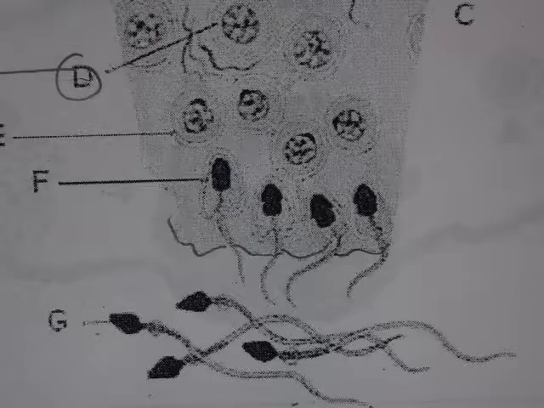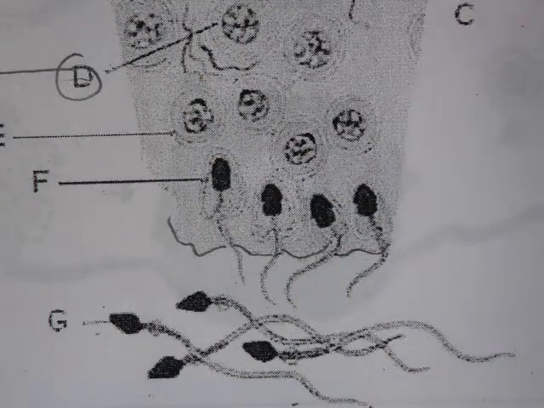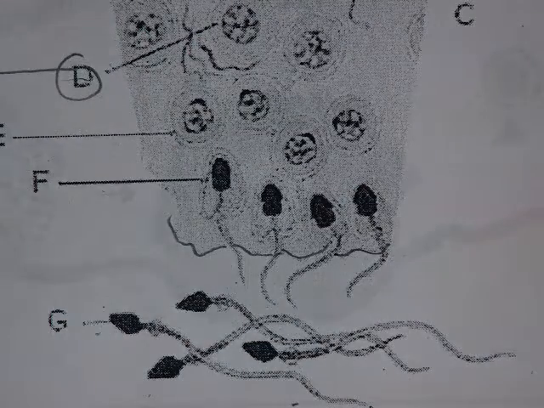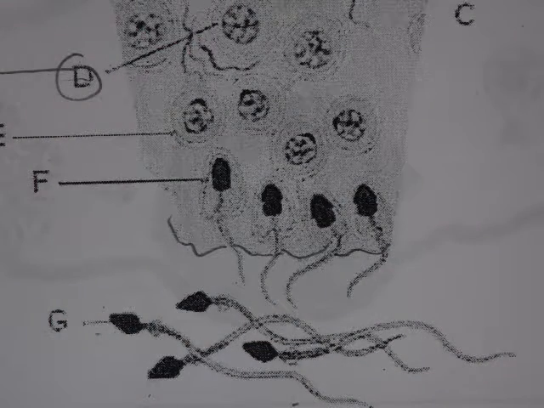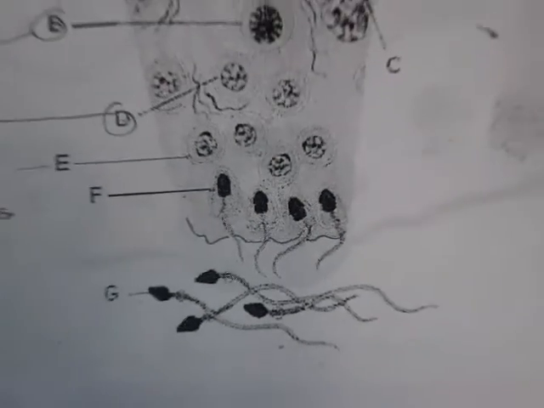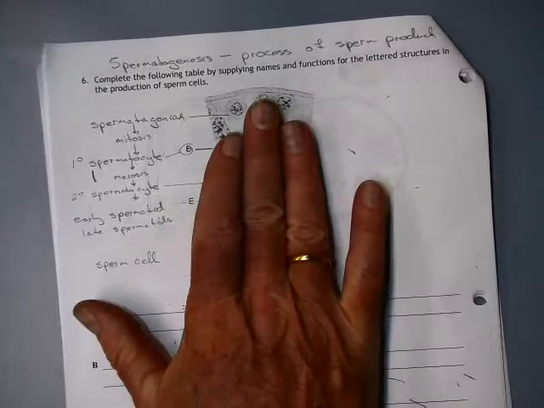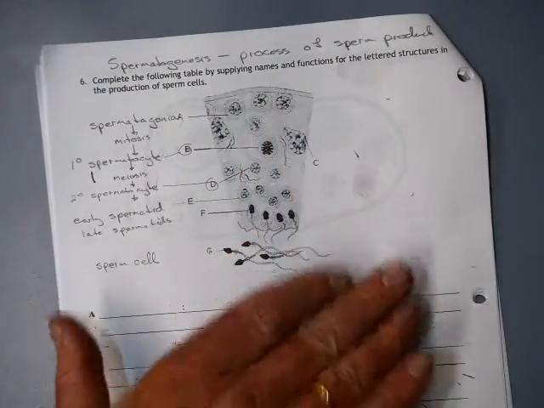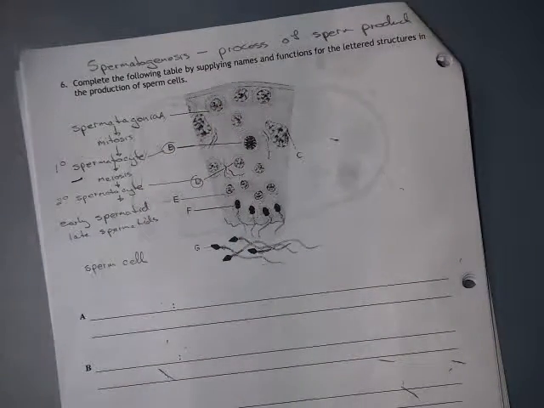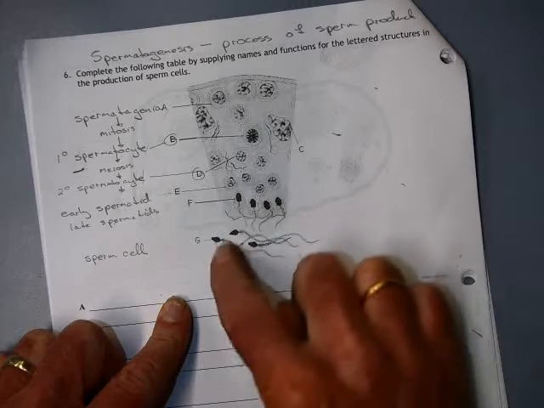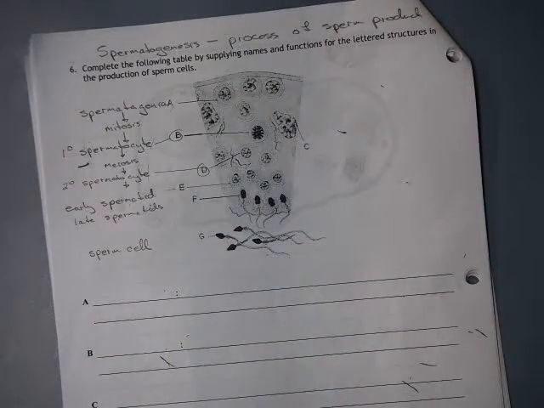Okay? So the progression is from the outside of the seminiferous tubules into the middle. So if you were to imagine that this piece here is like a piece of a pie that is replicated all the way around, boom, boom, boom, like that. Then you see in the middle that there's the opening. And so that is the tube.